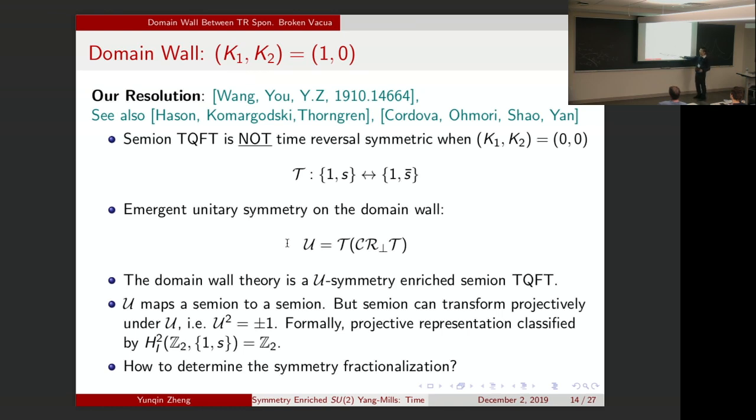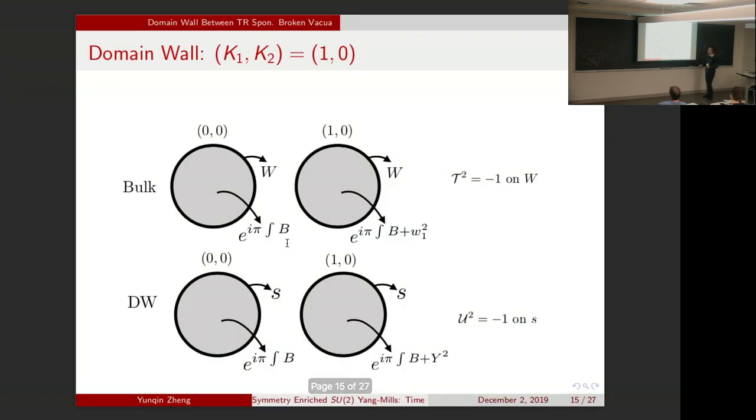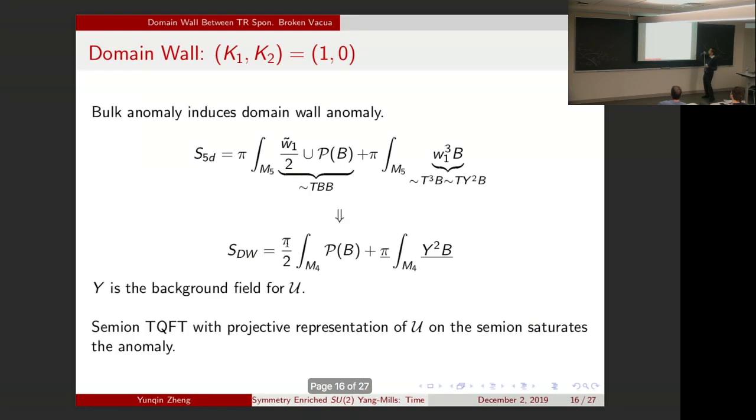First, we have already seen that U maps the semion to the semion itself. But the semion can transform projectively under U, which means that the semion can carry fractional charge under the U symmetry. More concretely, we can apply U twice on the semion, and it gives us either a plus or minus sign. So the question is how to determine whether it is a plus or minus. Here I claim that U squared acting on the semion is minus 1 instead of plus 1. This can be argued by looking at the surface operator attached to the semions on the domain wall, and I'll skip the derivations for the sake of time.